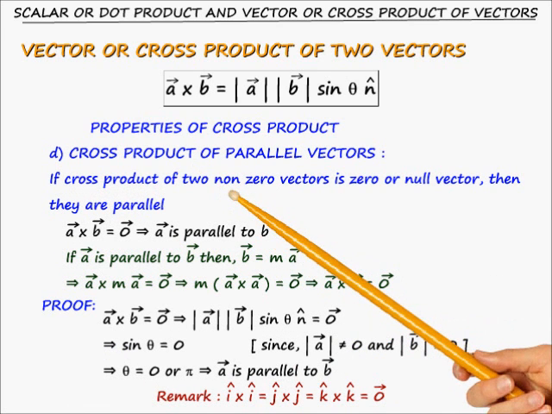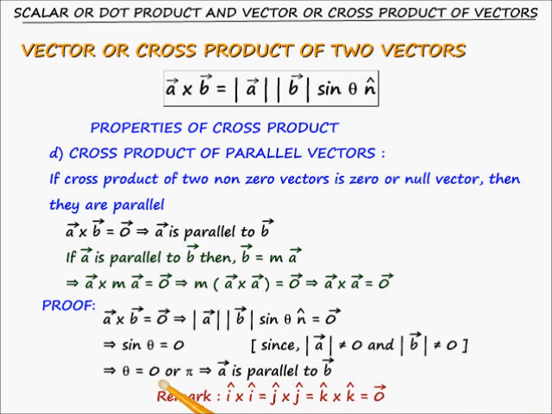Cross product of parallel vectors. The cross product of two non-zero parallel vectors is 0 or the null vector, because the angle between parallel vectors is 0 and the value of sine theta is 0. From this property we may conclude that the cross product of unit vectors i cap, j cap and k cap along the x, y and z axes respectively with themselves is like this.